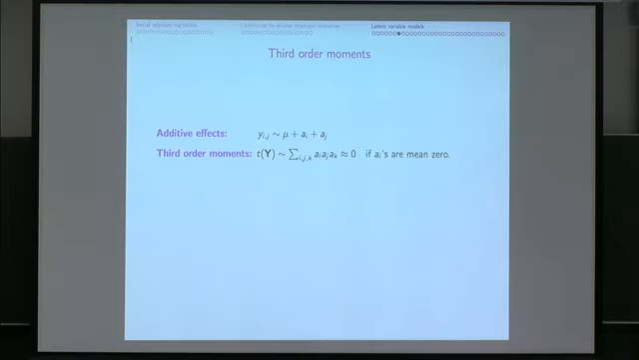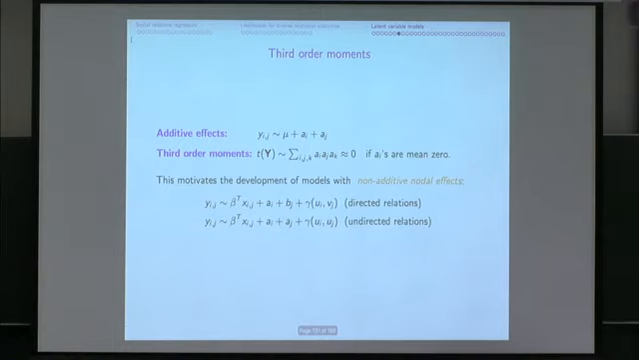So it's not true mathematically. You can find some a's that will make it non-zero, but it's very hard to do that. Well, it's not hard mathematically, but you're not going to get data that are like that. Okay. So if you have this sort of model here, you're going to get third order moments that are about 0. So this suggests we need to have something else. We need to have models with non-additive nodal effects.